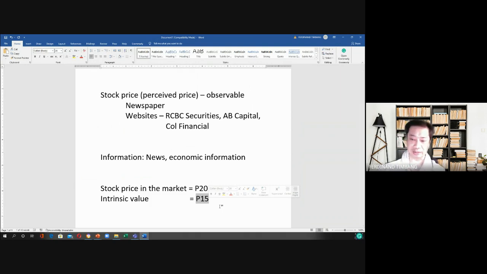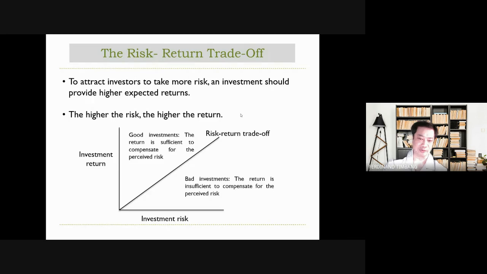No? So the other way around, kung ito naman ay 20 at ito ay 25, no? So parang lumalabas siya undervalued. Kasi the true value of the stock is 25, but it is only selling in the market at 20. So undervalued siya. So again, you will make a decision if you will buy or not the stock, no? Based on that. Okay, so we're done with the difference between the intrinsic value and the price of the stock. Now let's go to the risk-return trade-off.